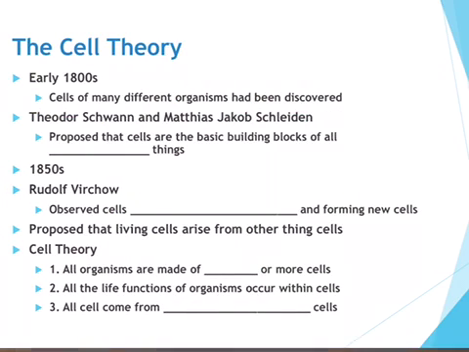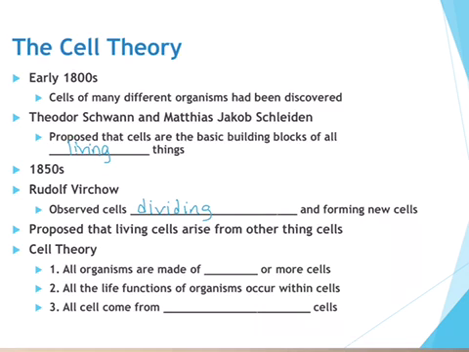So in the early 1800s, a lot of research had been done by this point, and cells of many different organisms had been discovered. So Theodor Schwann and Matthias Jacob Schleiden proposed that cells are the basic building blocks of all living things. In the 1850s, Rudolf Virchow observed cells dividing and forming new cells. And so he proposed that living cells come from other living cells.